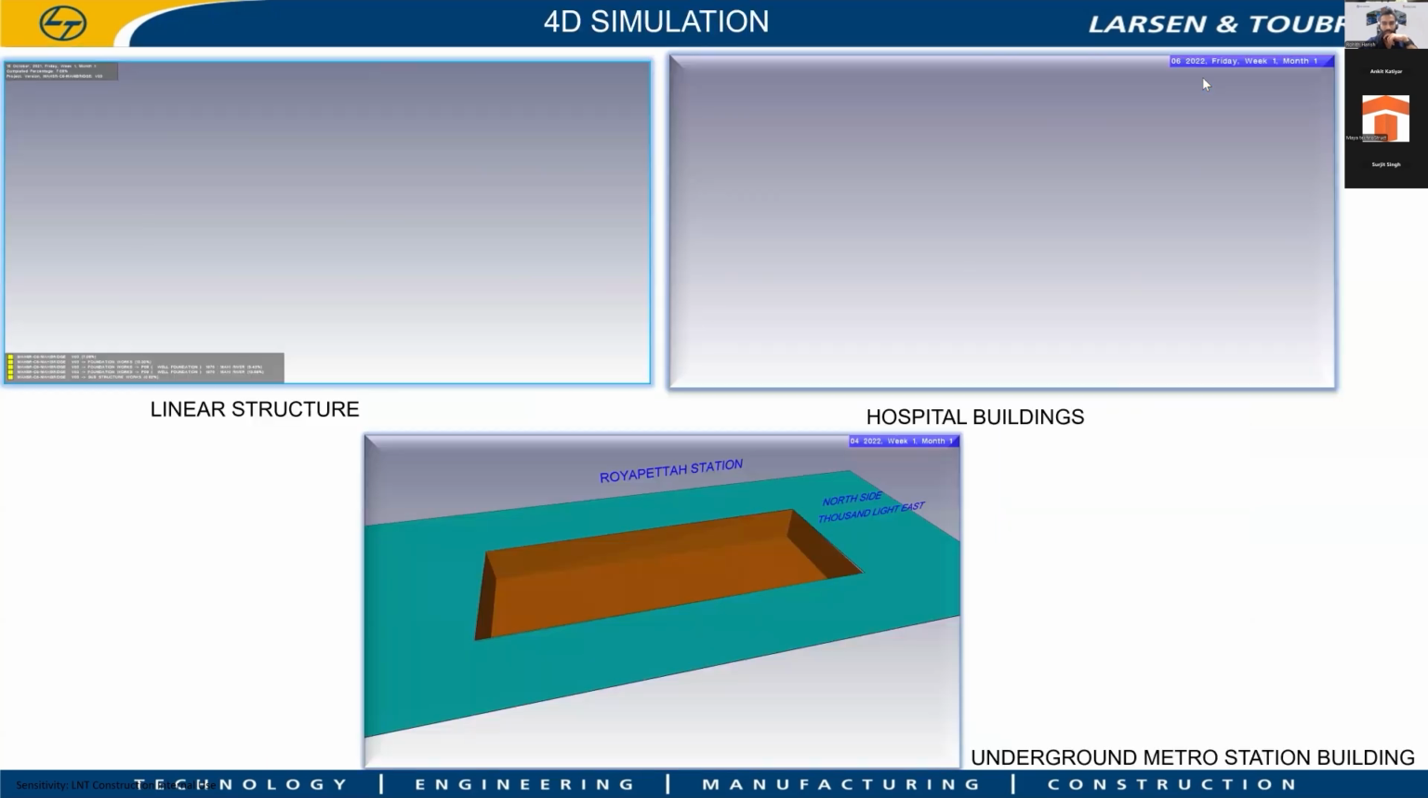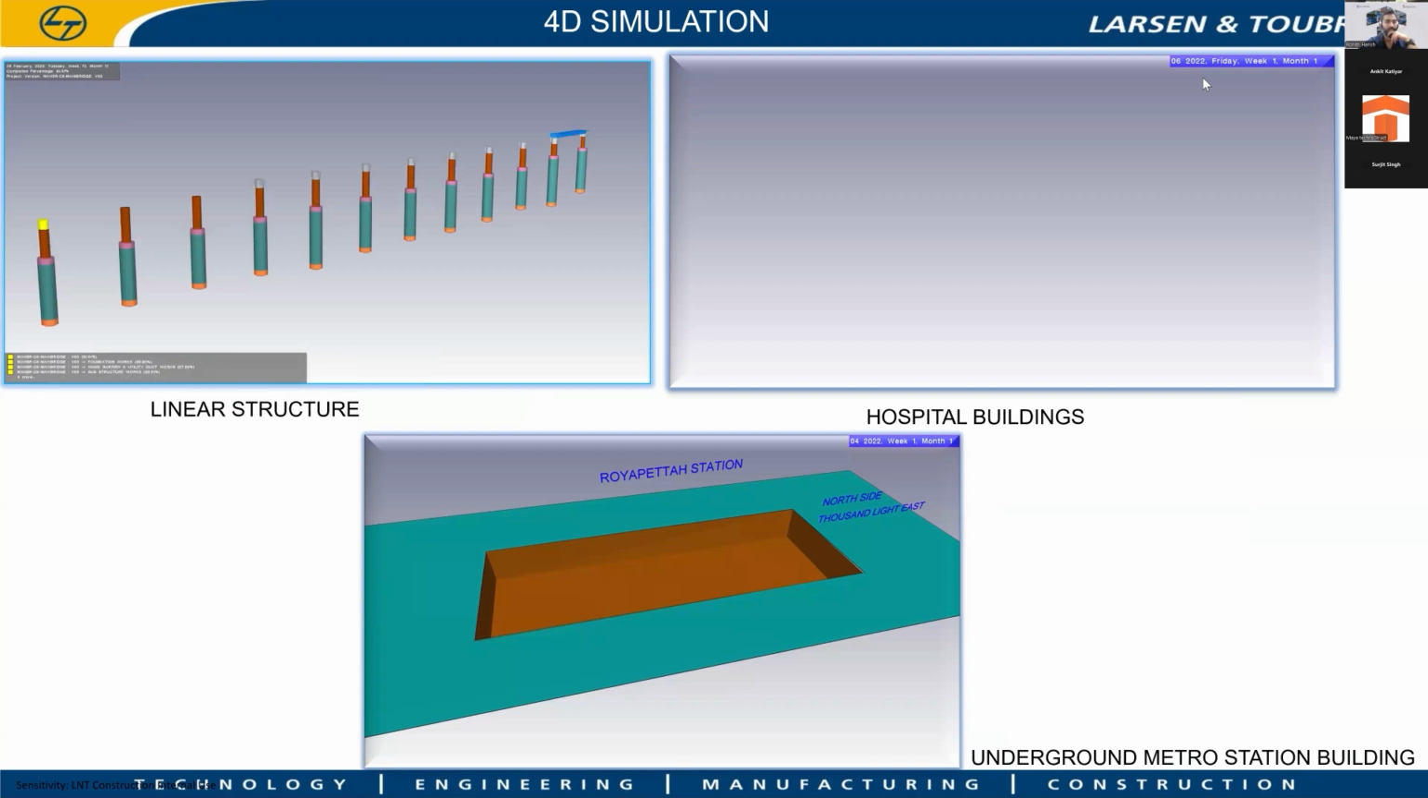Great. At last, we can also do simulations to ensure that my construction sequence is correct as per my schedule. This will help you ensure your schedule quality. If there is anything that has to be fixed in the schedule, you can identify it through this simulation part.